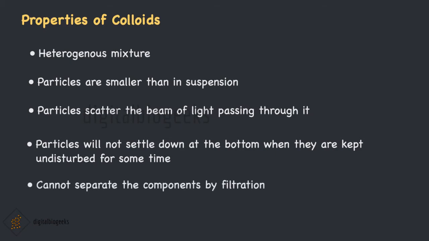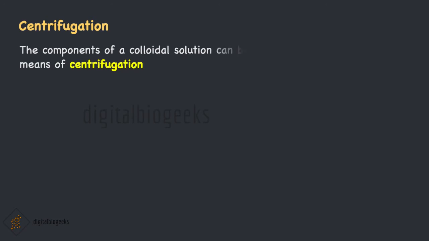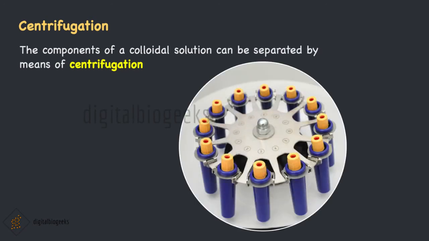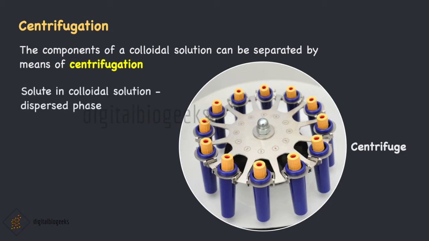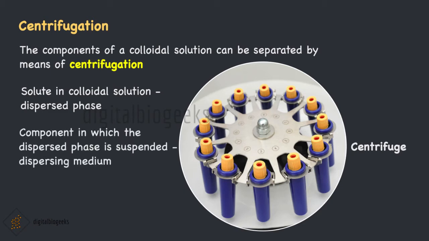We cannot separate the components of a colloidal solution by filtration, but they can be separated by a method called centrifugation. A device called a centrifuge is used for the purpose. The solution is kept in a test tube and it will spin at high speed inside the centrifuge and we can separate the components. Solute will settle at the bottom. The solute-like component in the colloidal solution is called the dispersed phase and the component in which the dispersed phase is suspended is known as the dispersing medium.